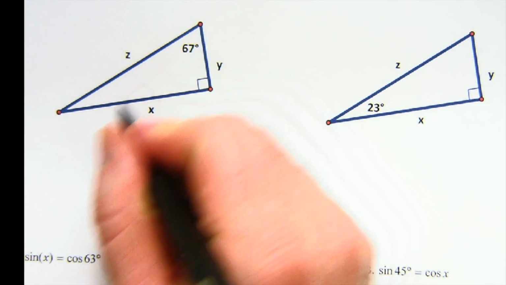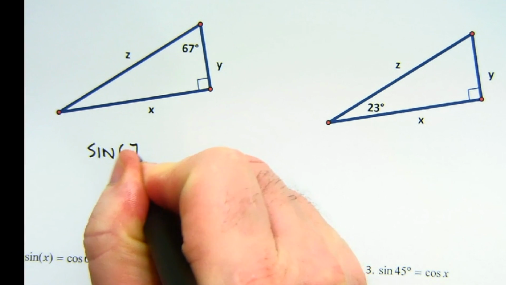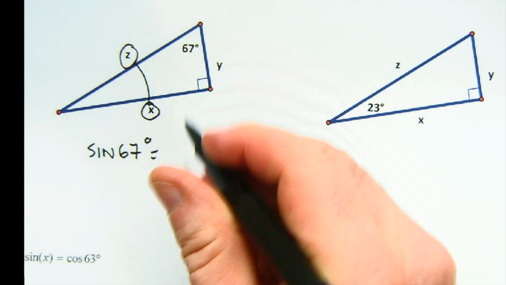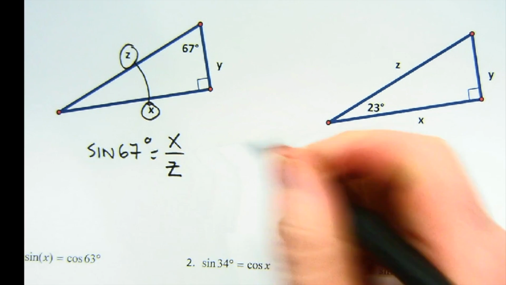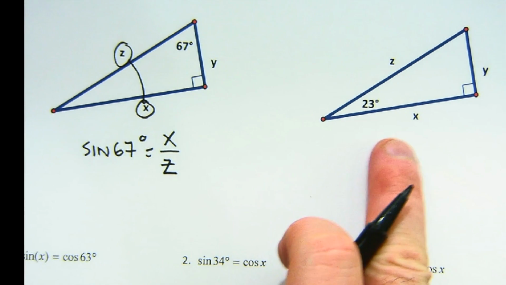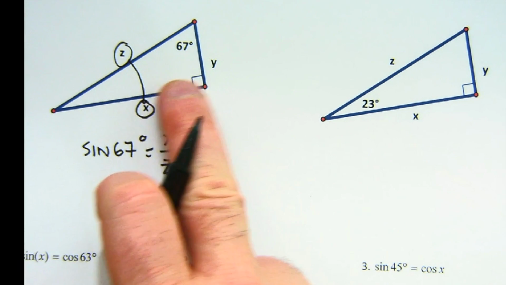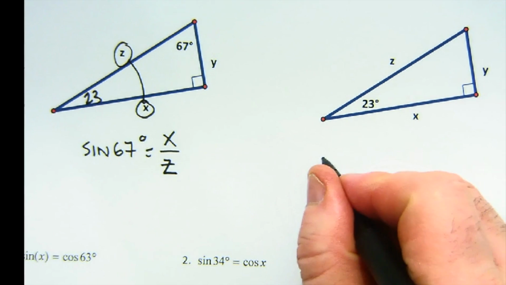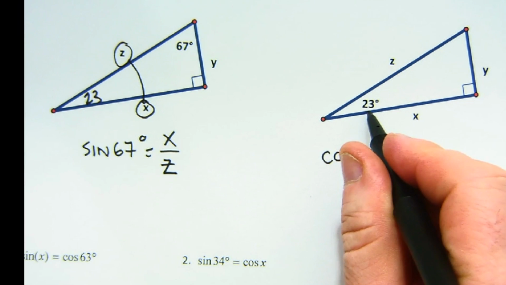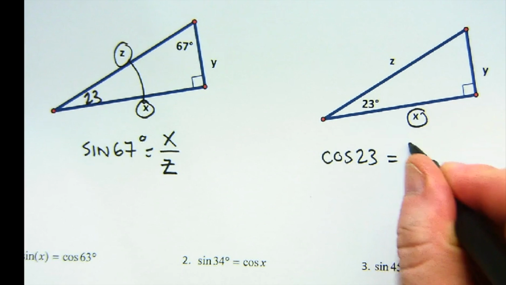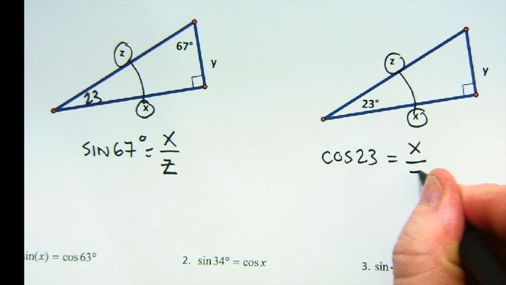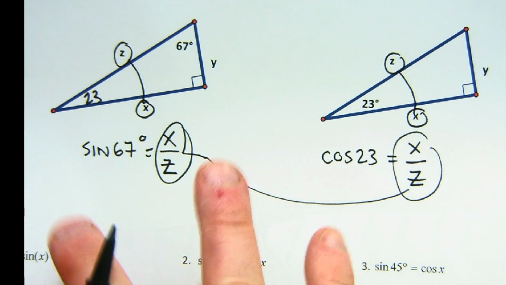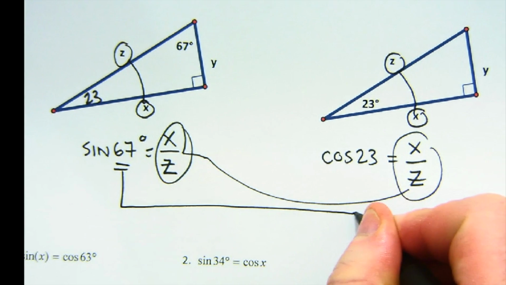Quite uniquely, let's say I say the sine of 67 degrees is the opposite, which would be x over z, opposite over hypotenuse. Now, in the other reference angle corner, if this is 67, this would be 23 down here. And so if I was to do the cosine of 23 degrees, that would be the adjacent, in this case, x to the hypotenuse, which would be z. You see what happened there? I get the same ratio because these two angles sum to 90.